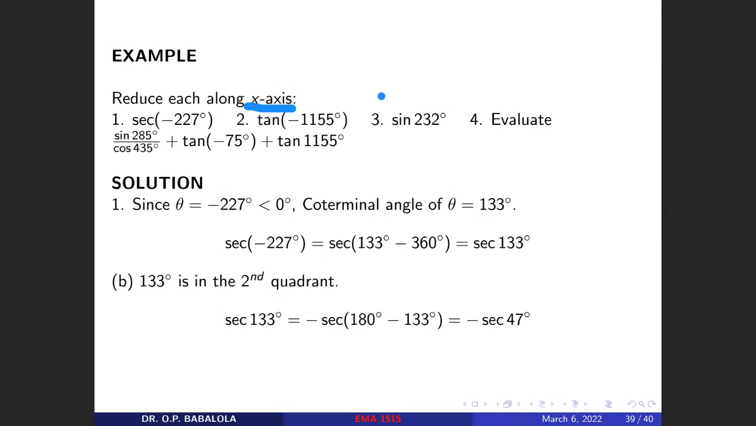Yeah, I see a lot of students struggled, of course, because we've not studied this or gone through it together. I know, I understand. So let's see the example, sec minus 227 degrees.